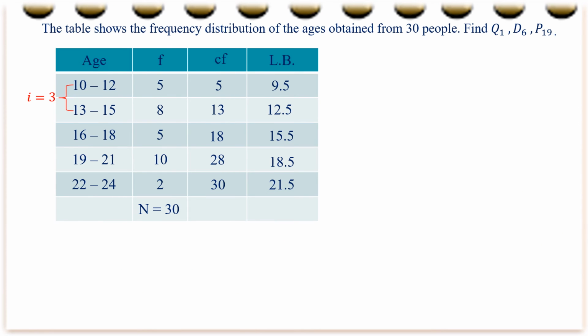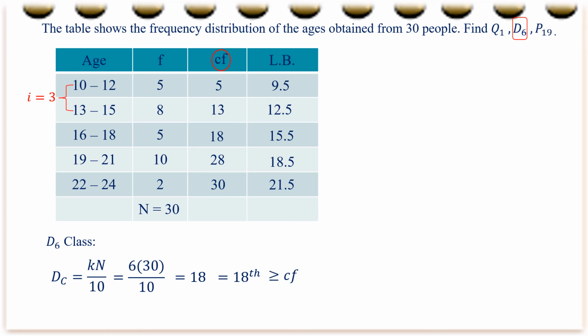Now let us solve for D6. Here we are going to locate the D6 class. To locate it, we use the formula Kn over 10. Substituting K and N, we get 6 times 30 over 10, which is equal to 18. Then we look at CF, the first number greater than or equal to 18. So we have 18 there, and this is your D6 class.